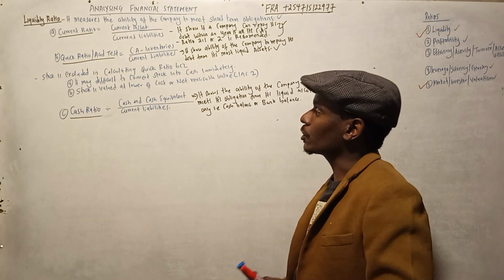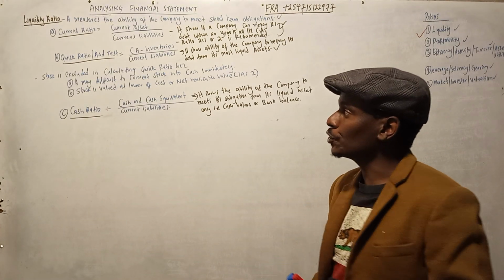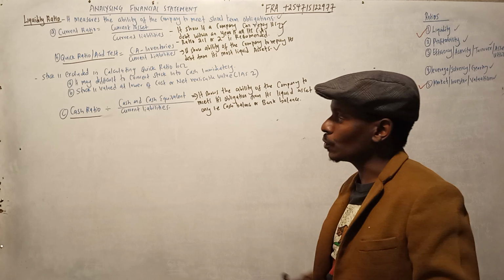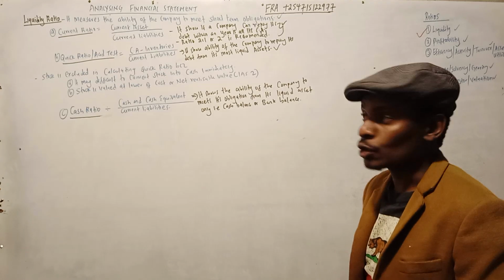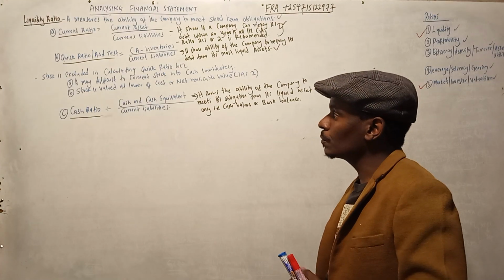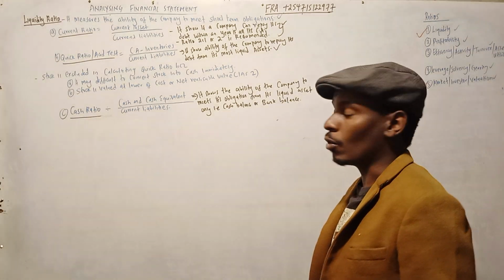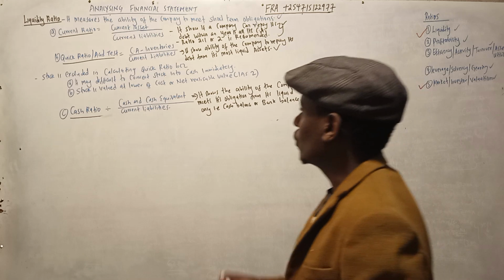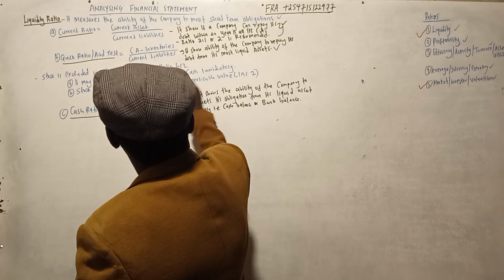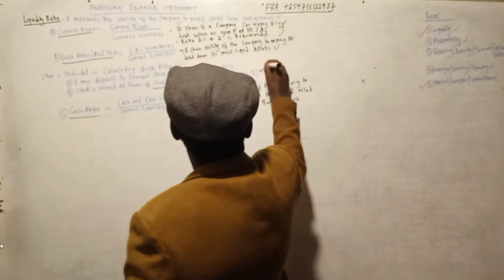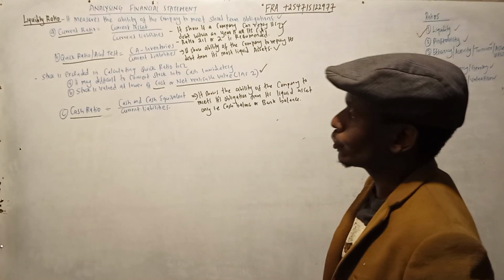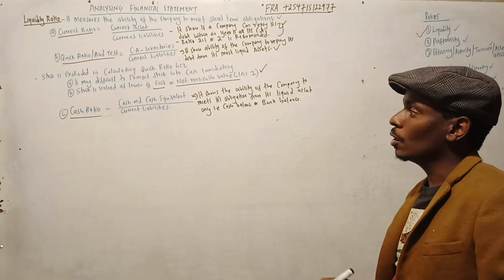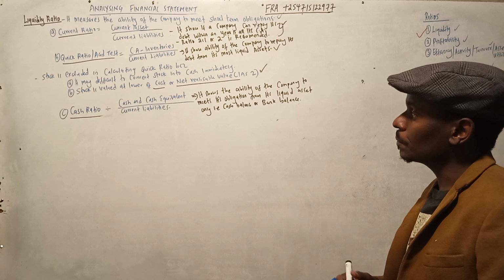Stock is excluded in quick ratio analysis for two reasons. Number one, it is difficult to convert it into cash, and number two, the stock is valued at the lower of cost or net realizable value.